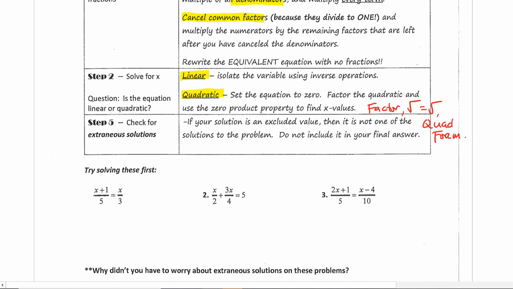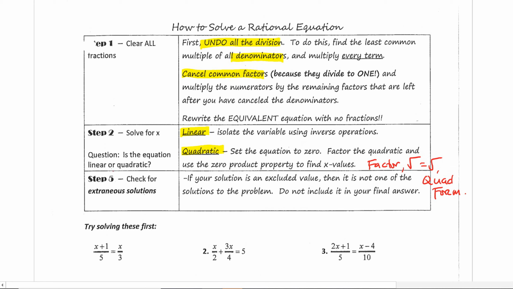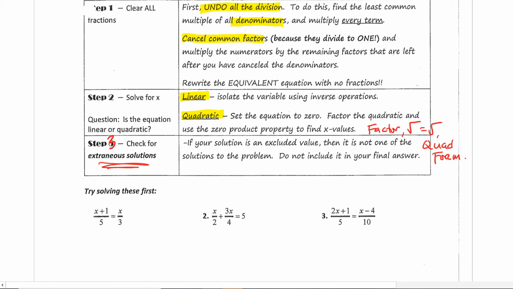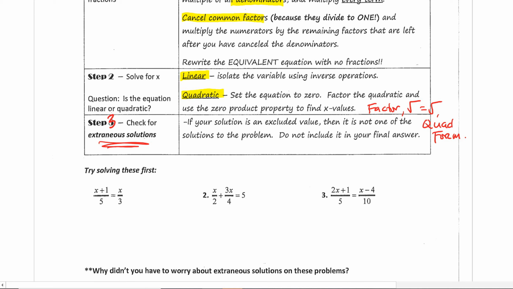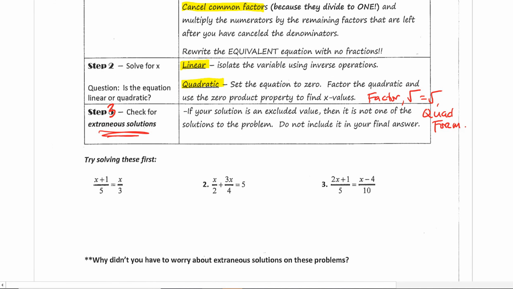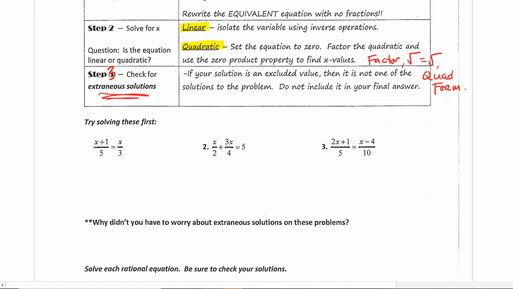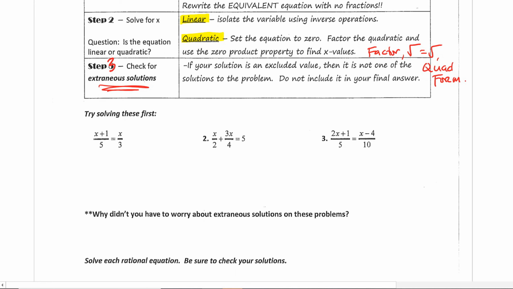And then step 5, I think that should actually be a 3. Step 3 is that you check for extraneous solutions. That means that you need to make sure that your answers actually work with the denominators of your original problem, and if you have an answer that doesn't work, then you can't use that as an answer. You call it extraneous. So let's try these simple ones. Oh, there's the bell.